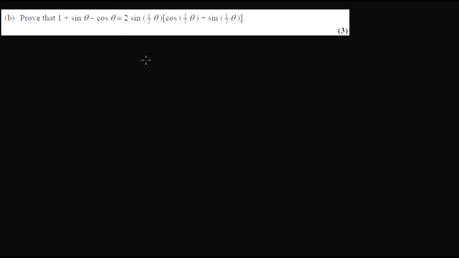In B they have given another sum. Usually they give two separate sums and they combine together for the final sum. That's what happens. So here we have to prove left hand side 1 plus sine theta minus cos theta is identical to this thing. Now notice here every single thing is half angle. So in the previous one we have already written cos theta as half angle. Now we have to write sin theta as half angle.